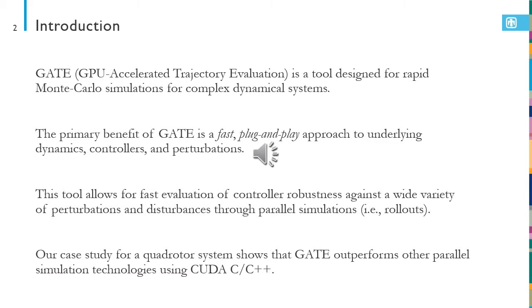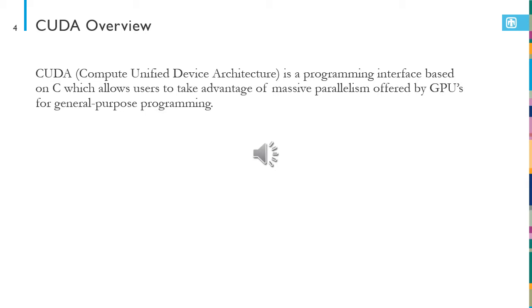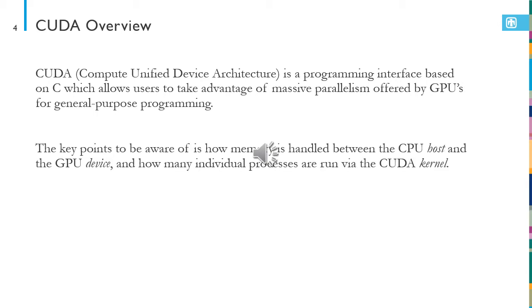Our case study for a quadrotor system shows that GATE outperforms other parallel simulation technologies using CUDA, C, and C++. CUDA, the Compute Unified Device Architecture, is a programming interface based on C, which allows users to take advantage of massive parallelism offered by GPUs for general-purpose programming. The key points to be aware of are how memory is handled between the CPU host and the GPU device, and how many individual processes are run via the CUDA kernel.